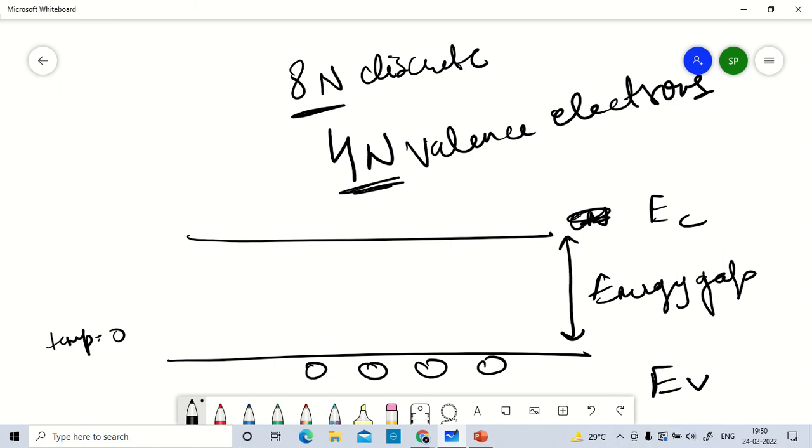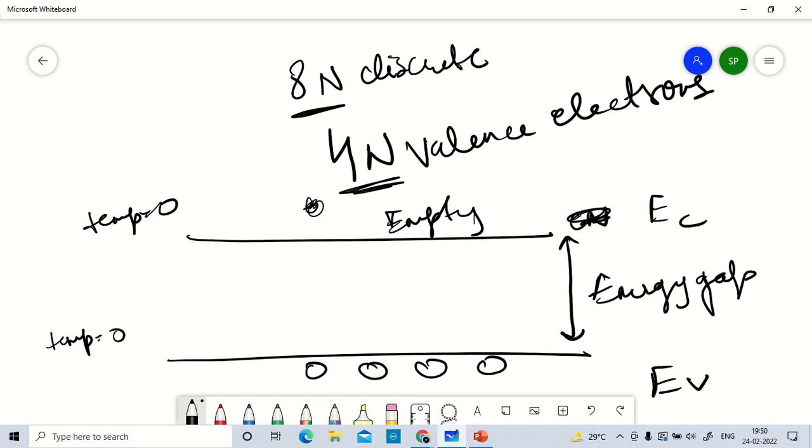The other band consisting of 4n energy states, called the conduction band, is completely empty. This has 4n energy states, and this is vacant. Basically 8n discrete energy levels should be there, so they have split it into 4n and 4n. So here also at absolute zero temperature this is completely empty. Now let's go ahead.